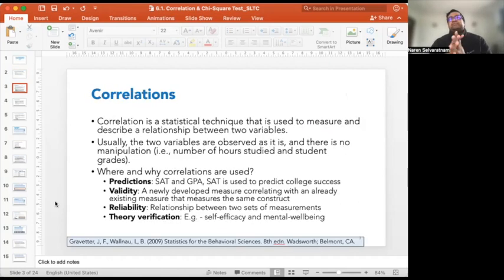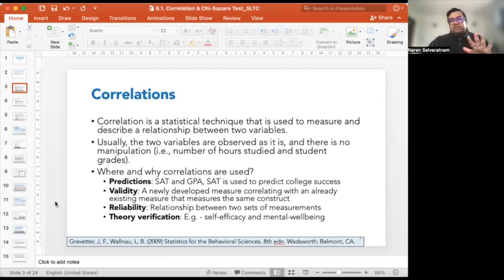So now let's first talk about correlations. We know that correlation is a statistical technique one would use to measure, or rather describe, the relationship between two variables, let's say academic performance and the number of hours a person has studied. Academic performance is one variable, the number of hours a person has studied is another variable. We just try to find the degree of association between these two variables to see whether there's a relationship between them.